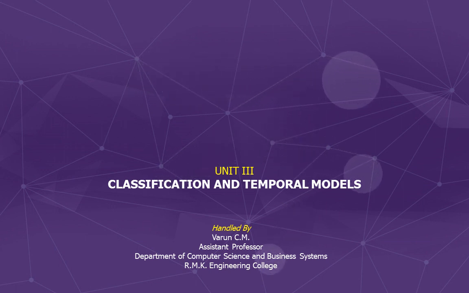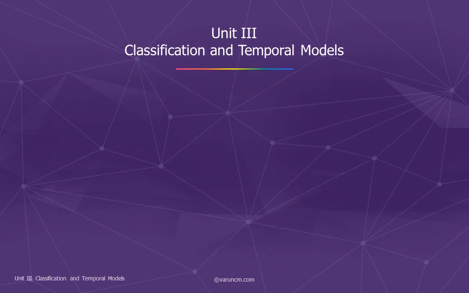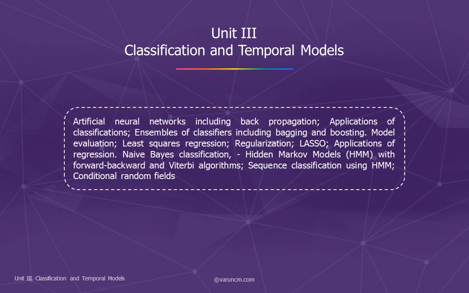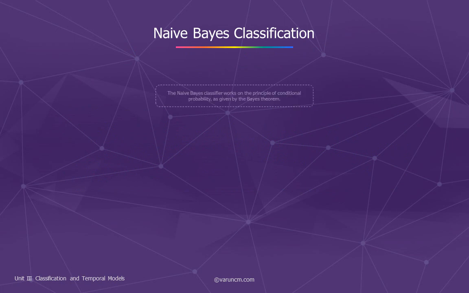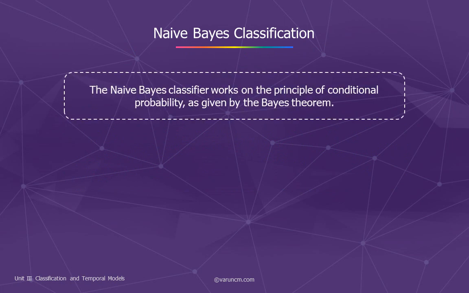Today in classical and temporal models we are going to look into a new topic. So today we are going to discuss the Naïve Bayes classification. We have already seen in the previous video what Bayes theorem is. Anyway, once again let me explain it.